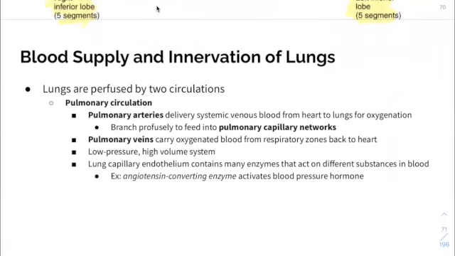So we know we have the pulmonary artery that takes deoxygenated blood from the heart to the lungs, and then those pulmonary veins that take the oxygenated blood back to the heart. Those pulmonary arteries, when they get to the lungs, are going to keep branching from arteries to smaller arteries to arterioles, which will eventually feed into capillaries. So we have that pulmonary capillary network that we looked at on slides before when we were talking about where gas exchange happens.